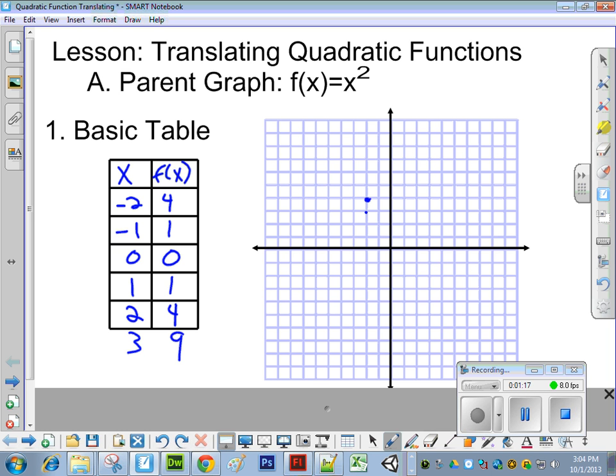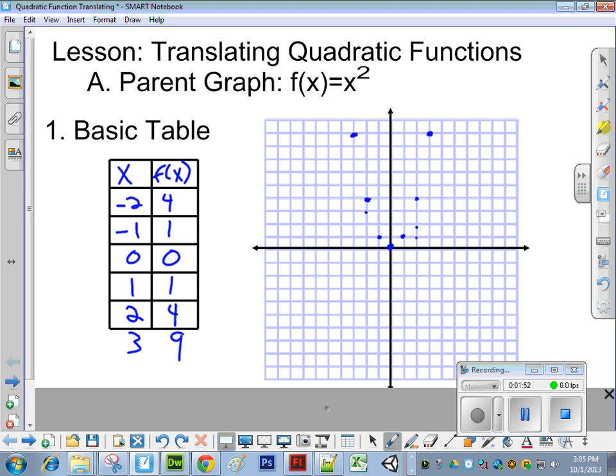To the y-axis, to the left 1 and up 1. My vertex here is 0, 0. To the right 1 and up 1. To the right 2 and up 4. I might as well put a 3 in, and 3 and 9, up 9. And -3 is also 9. Another way I can do it is this is 3 away, so I'll go 3 more.